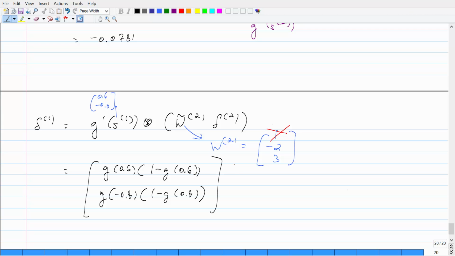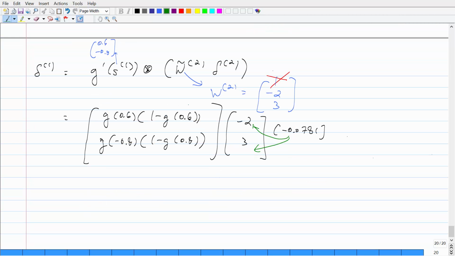Okay, and then this becomes multiplied by minus 2 and 3, and then delta 2, or it was minus 0.0781. So all you have to do is just take this and multiply with each element by itself, like that. And then when you do that, you matrix vector multiply with this. And then when you do that, you get 0.0358 and minus 0.0501. Okay, so sensitivities are done.